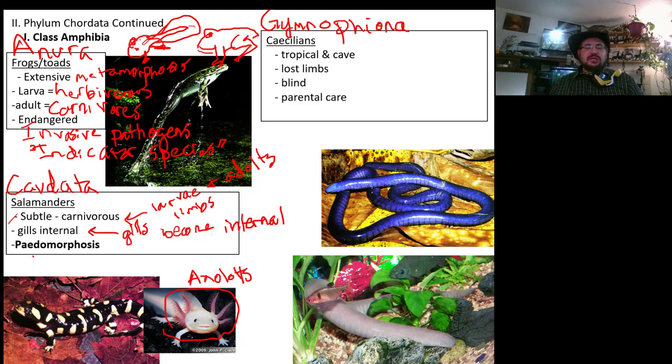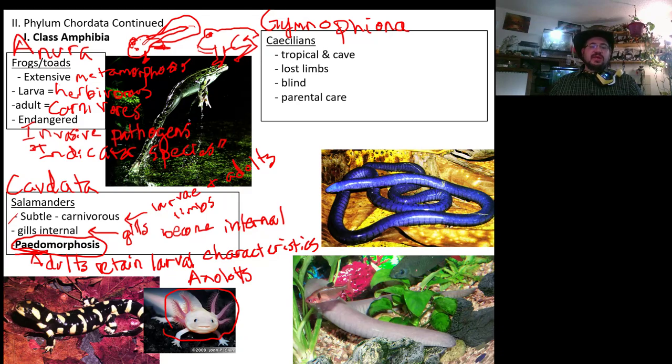So because adults retain a lot of the larval structures, the adults retain larval characteristics, we term the type of metamorphosis they undergo as paedomorphosis, right? Paed, the prefix for young or child. So they retain a lot of larval characteristics, so they undergo paedomorphosis, rather than the extensive metamorphosis seen in anura.